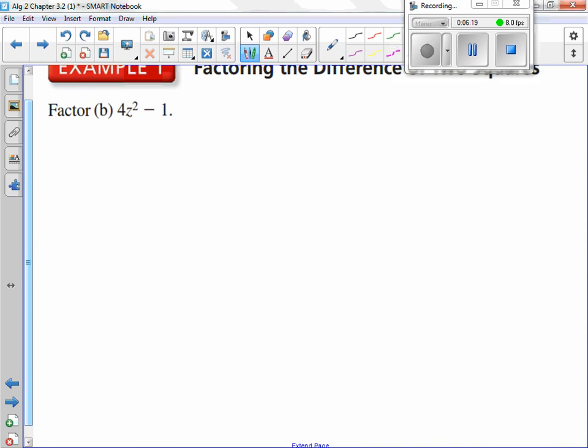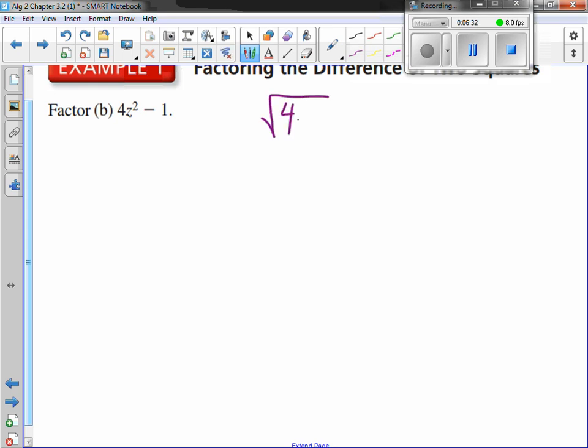Now let's look at another example of this here. So we have 4z squared minus 1. We do have two things being subtracted, and we need to determine, are they perfect squares? The main way that we can determine if this is a perfect square is by taking the square root of 4z squared and the square root of 1.